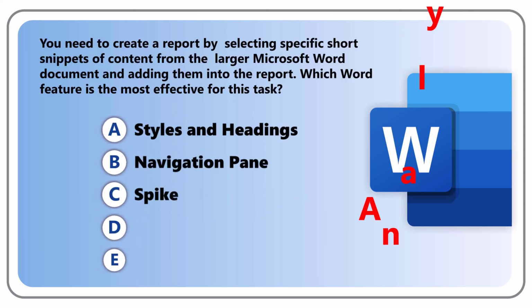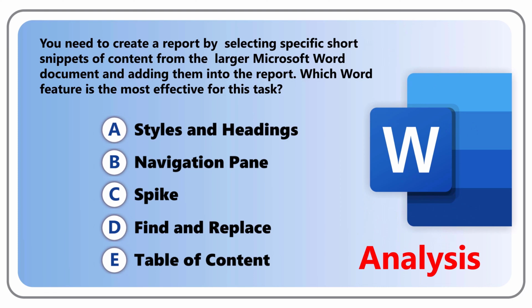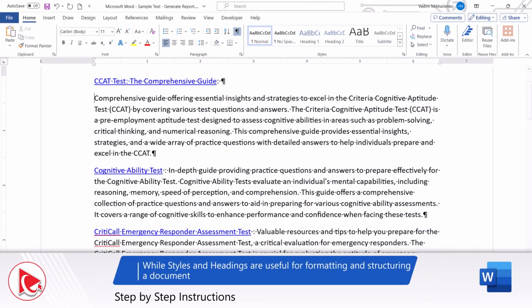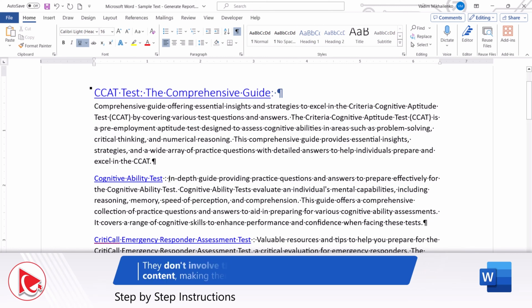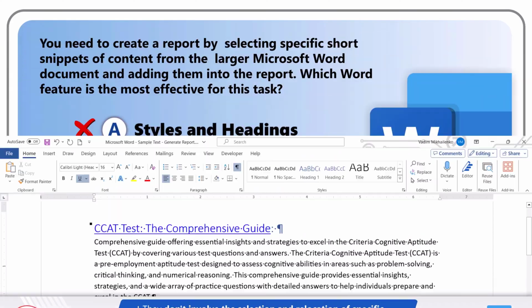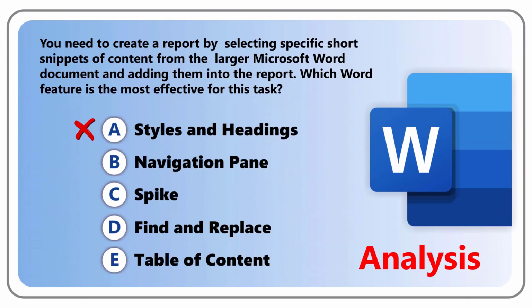To get to the correct answer, let's review each presented option individually. Let's start with option A, styles and headings. As you might have guessed, this is an incorrect option. While styles and headings are useful for formatting and structuring a document, they don't involve selection and relocation of specific content, making them less effective for this particular task. For very similar reasons, choice B, navigation pane, is also incorrect.